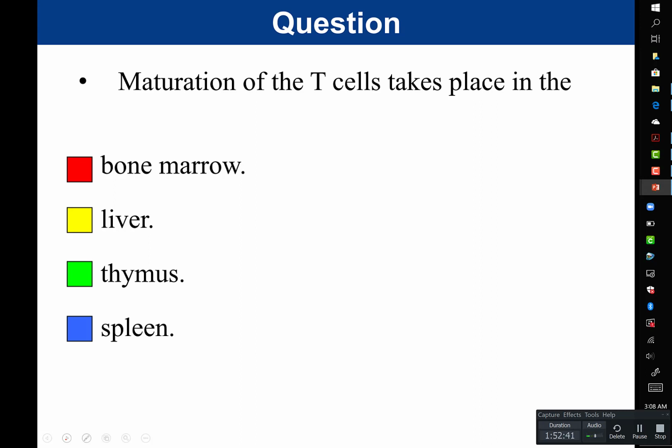Maturation of T cells takes place in the thymus, right? T cells, thymus. And so this concludes our lecture on adaptive immunity.